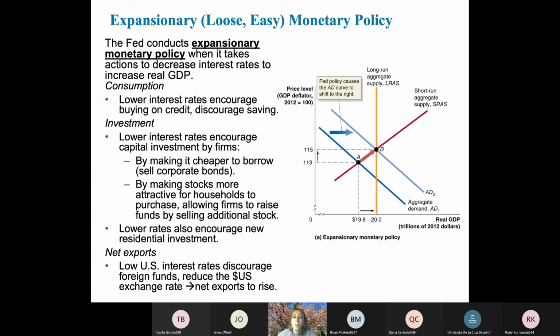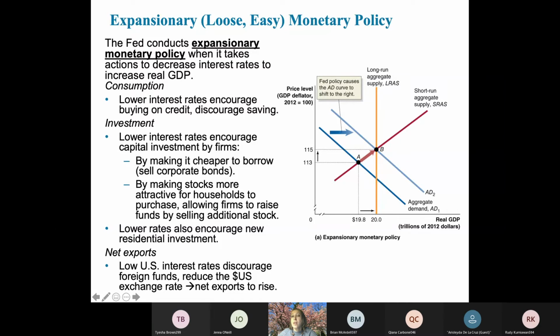Because lower U.S. interest rates will attract fewer foreign investments and therefore will not put pressure on the dollar to appreciate. So more like even a little bit depreciate, which is good for the exports. So all components, except probably government spending, which is determined by the Congress, are affected. So our aggregate demand will shift to the right.